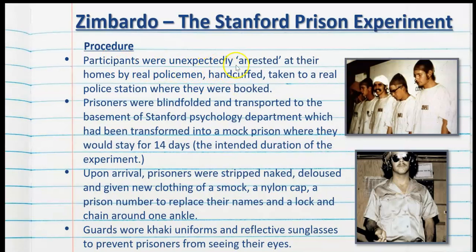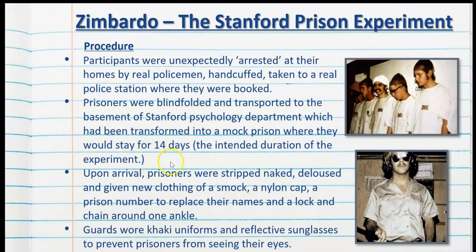Participants were unexpectedly arrested at their homes by real policemen, handcuffed and taken to a real police station where they were booked. Zimbardo was able to get the cooperation of the local police department to make this possible. Prisoners were blindfolded and transported to the basement of Stanford's psychology department, which had been transformed into a mock prison, where they would stay for 14 days, which was the intended duration of the experiment.